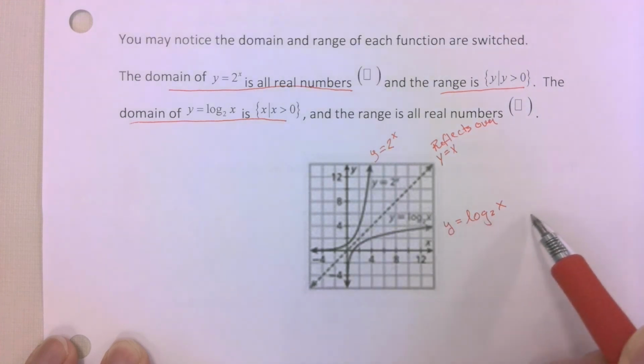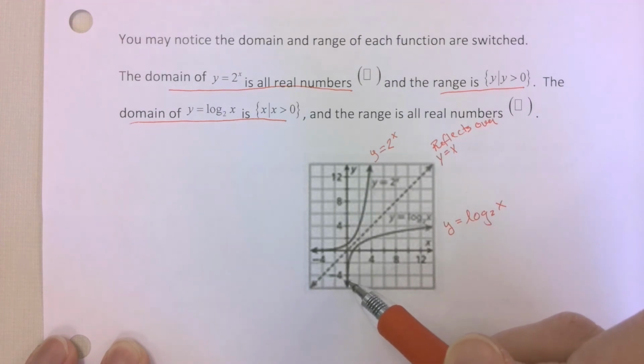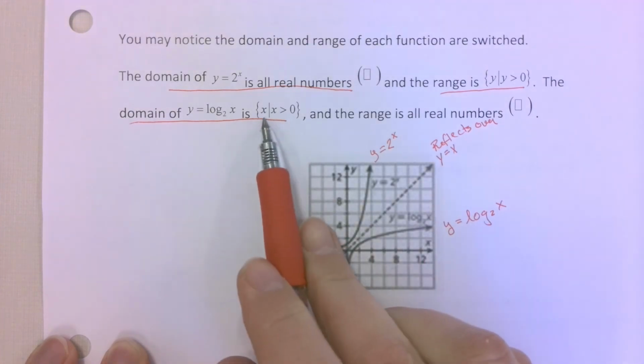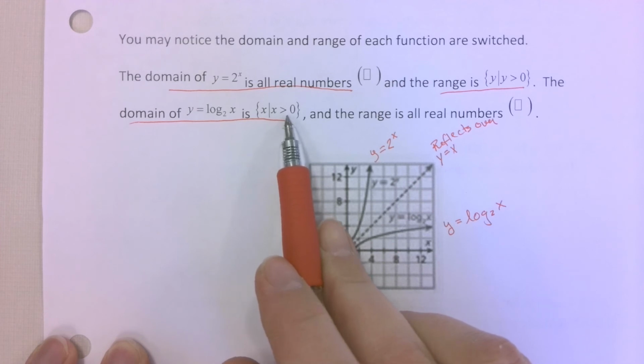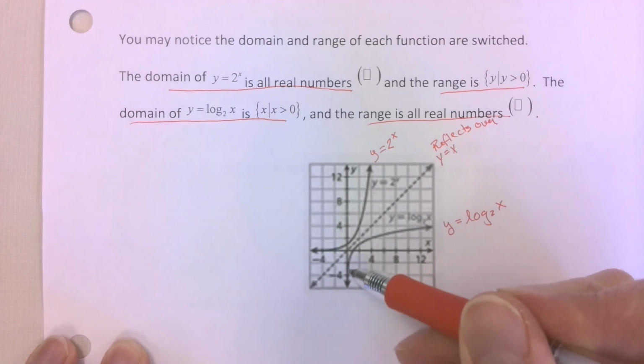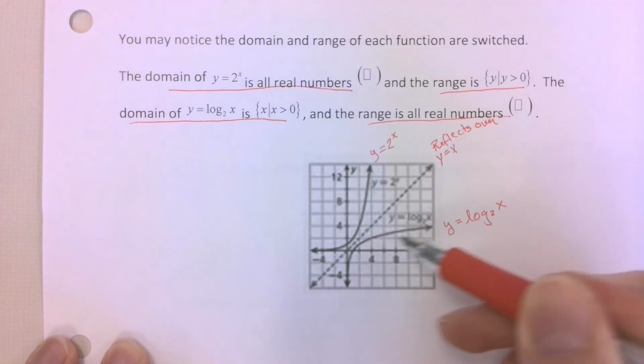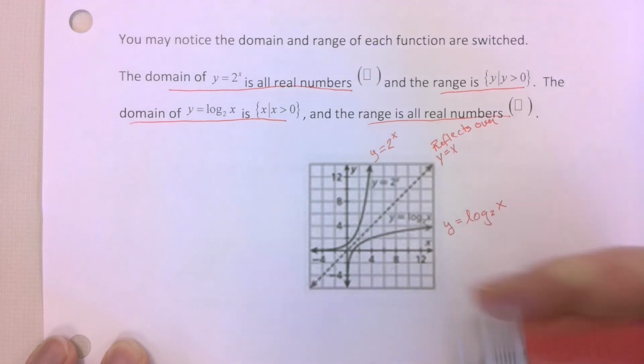X will be going to infinity, but as it comes in, it approaches 0, but it will never equal 0. And so that's why our domain is x such that x is greater than 0. And the range now is all real numbers, because as this comes in, we see it go down to negative infinity. And as it comes over, we also have to imagine that it's still increasing slowly, but it's moving up the y-axis.